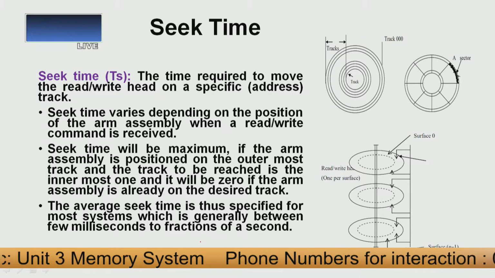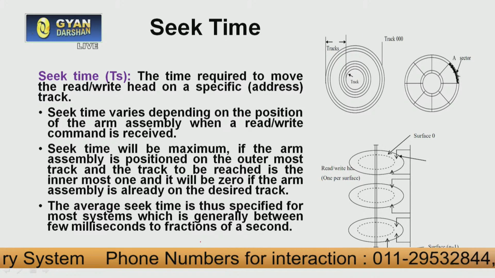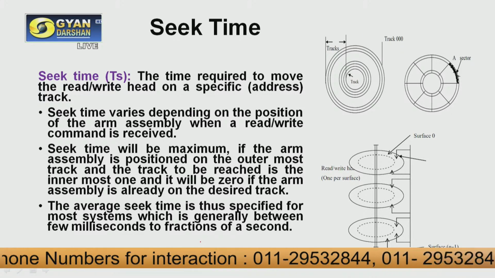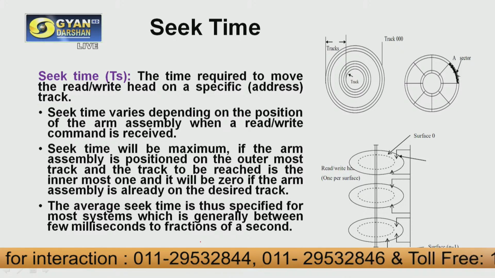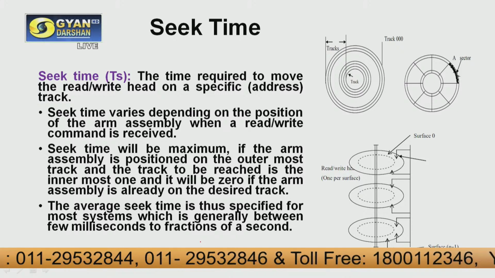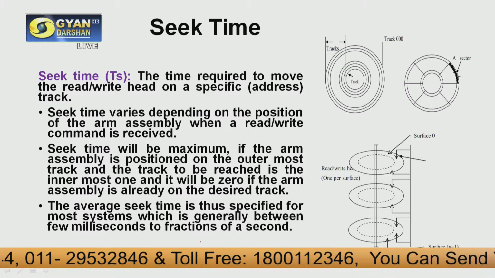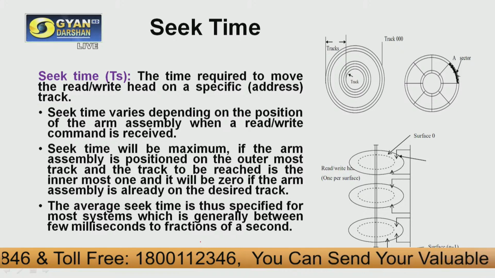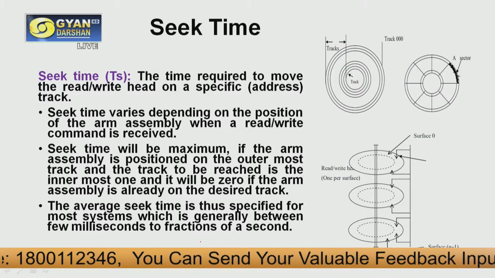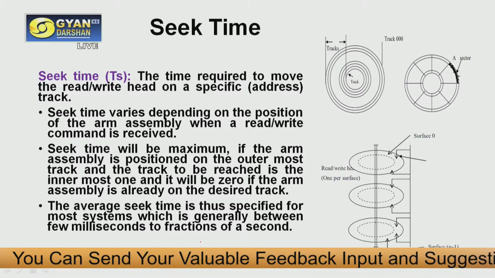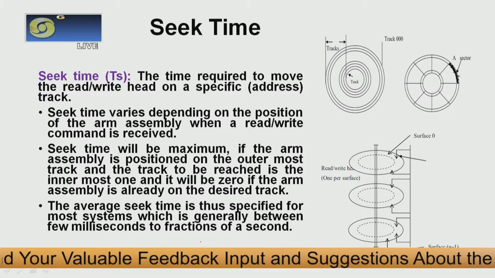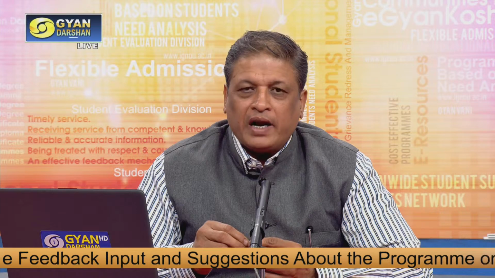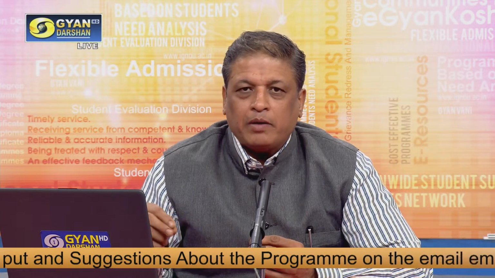There are some important observations about the seek time, and the first important observation is that the seek time varies depending upon the position of the arm assembly when a read-write head command is received. When the command is received, where the read-write head is positioned, whether it is lying on the inner side of the axis or on the outer side of the disk. So to bring the head from one end to another end, time is consumed.